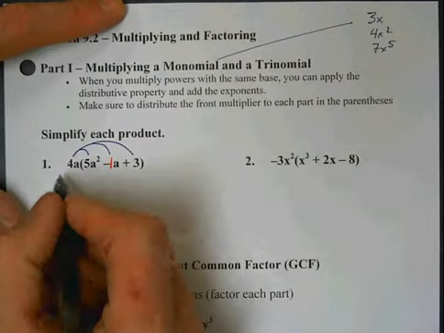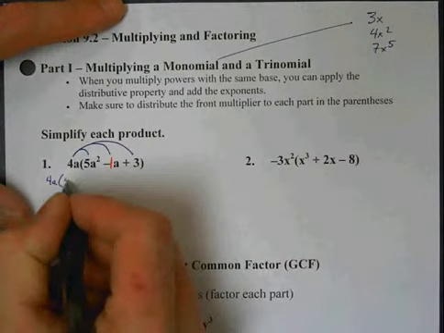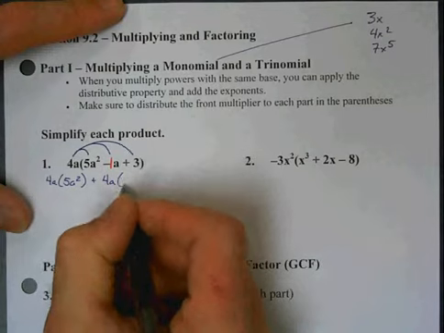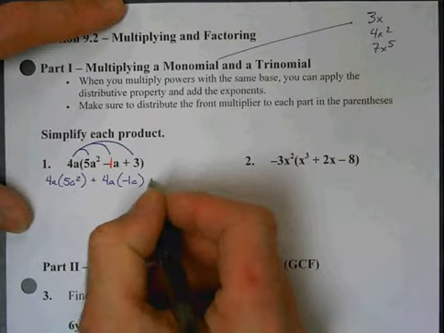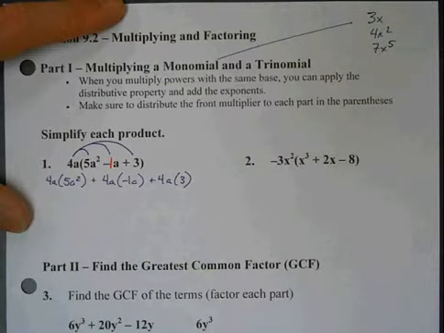So here we go. 4a times 5a squared. On this first one, I'm just going to write it out. Plus 4a times negative 1a plus 4a times 3. Now the reason I'm writing this out is just so we can see the actual process of multiplying and distributing.